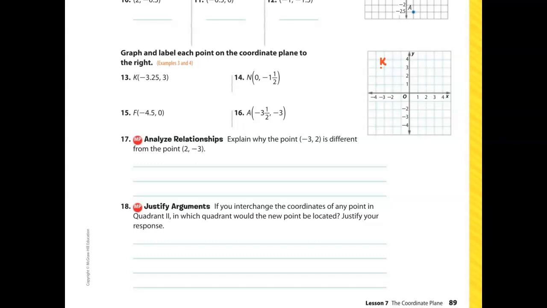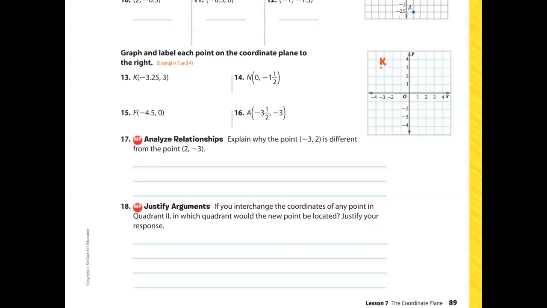Number 17 says to explain why the point -3, 2 is different than +2, 3. And you can actually act that out using this coordinate plane if you like. Explain why they're different. Okay, remember, you always go to the horizontal first, which is the x-axis, and then you go to the vertical. How does it make a difference?